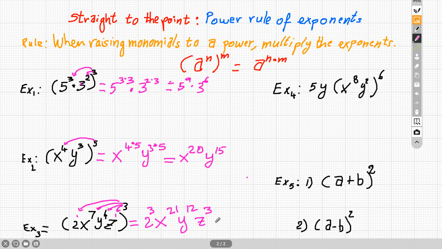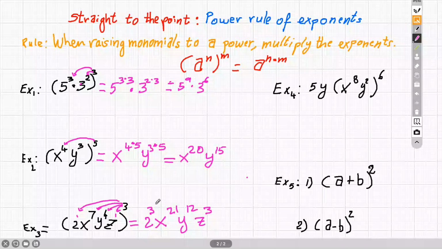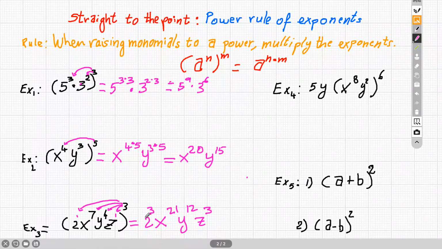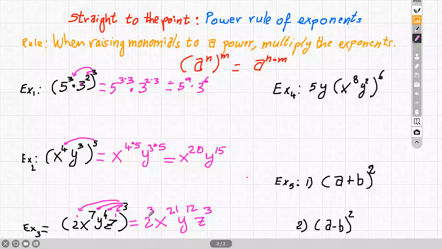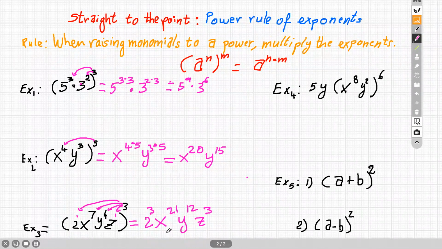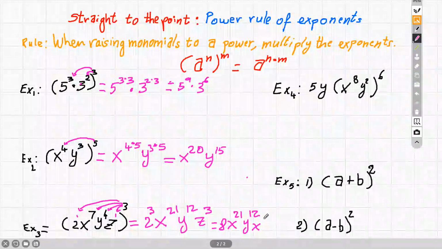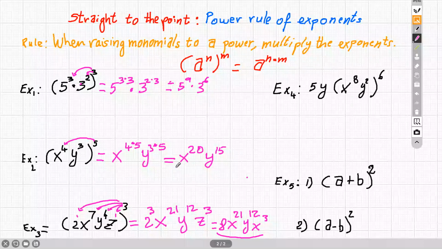Now, 2 cubed is 2 times 2 times 2, that's 8. That's a small number, so I'll just go and simplify further. 2 cubed is 8. So x to the power 21, y to the power 12, and z cubed. Okay, and this would be my final answer.